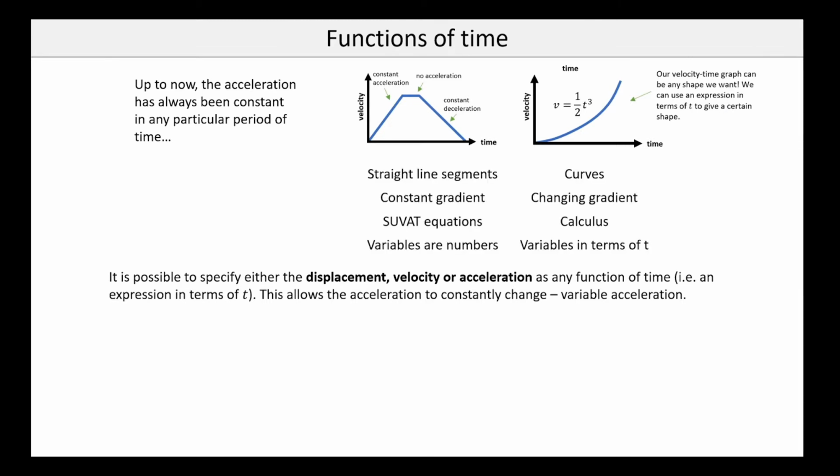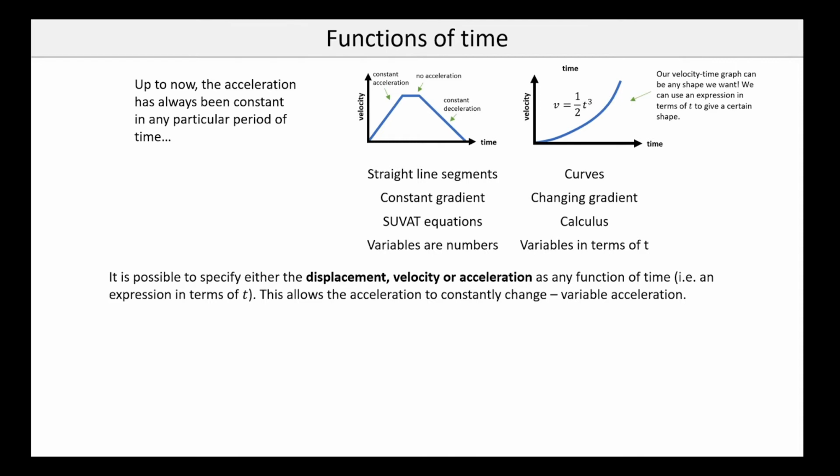Some of the key differences that you will notice: for constant acceleration, we have straight line segments. For variable acceleration, we have curves. For constant acceleration, we have gradients that we can calculate that are constant throughout each segment of the journey. For variable acceleration, we have changing gradients. We have a curve, which we know from pure maths means the gradient is constantly changing from one value to the next. With constant acceleration, we have our SUVAT equations, which we can make use of.